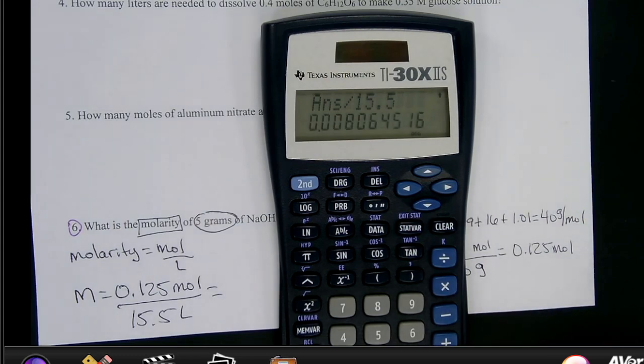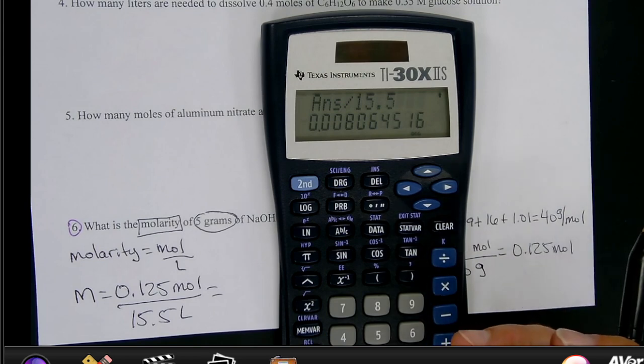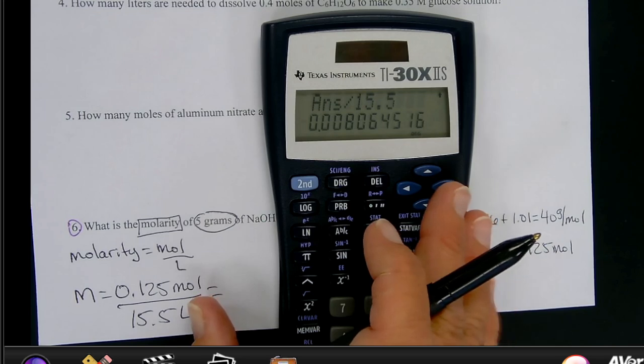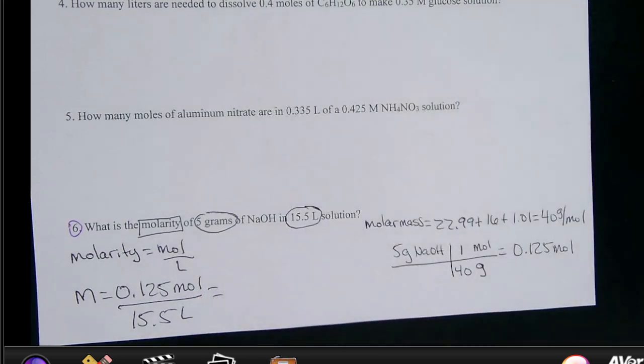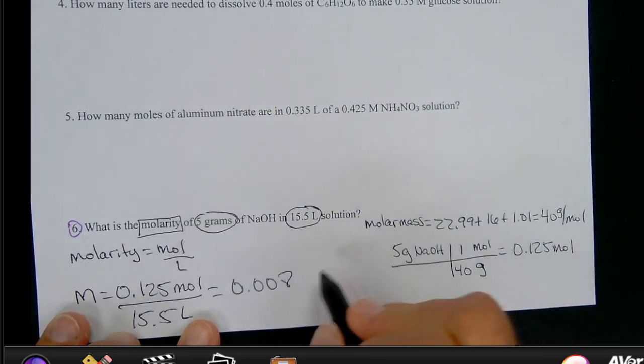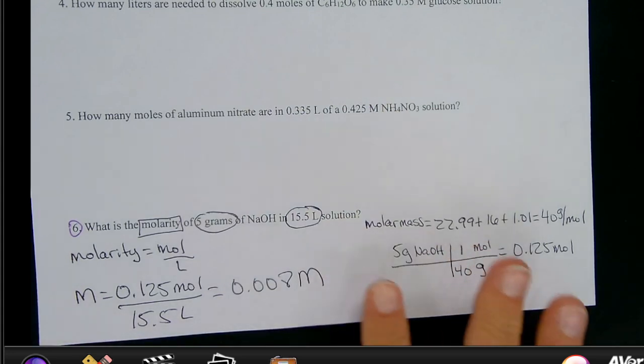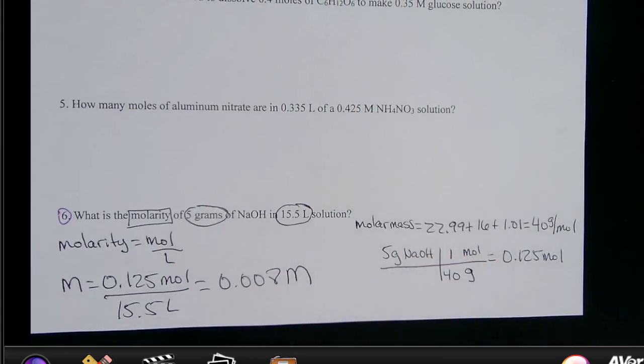Okay, all these numbers, just take them to the third decimal point because some of them are pretty small. Third decimal point should work. 0.008. And then you add your units, which is uppercase M, because you found molarity. Okay. Questions on that one?